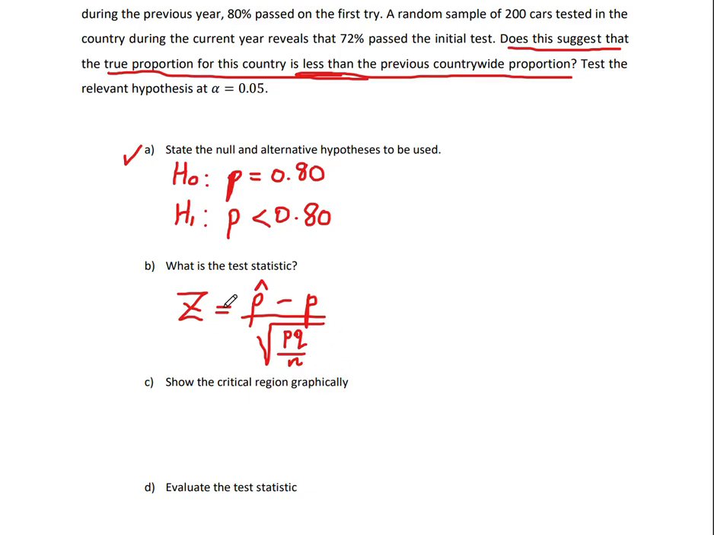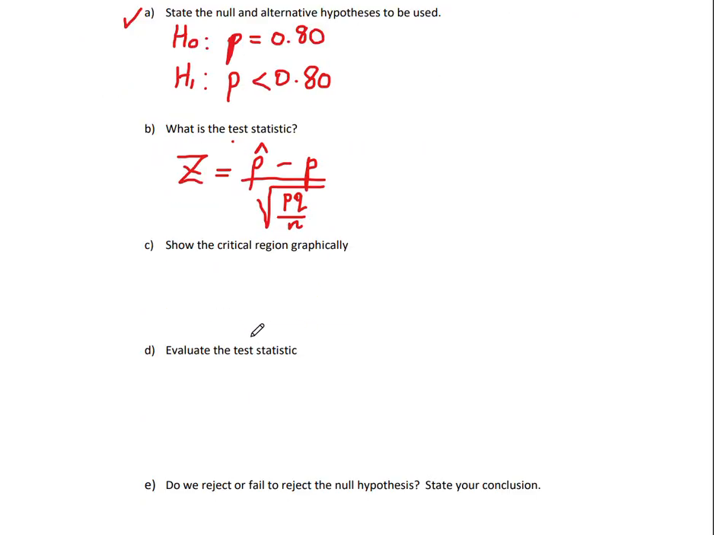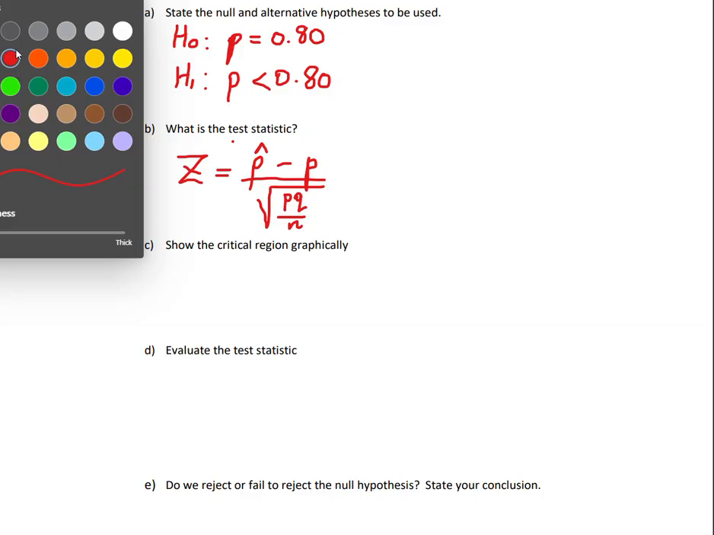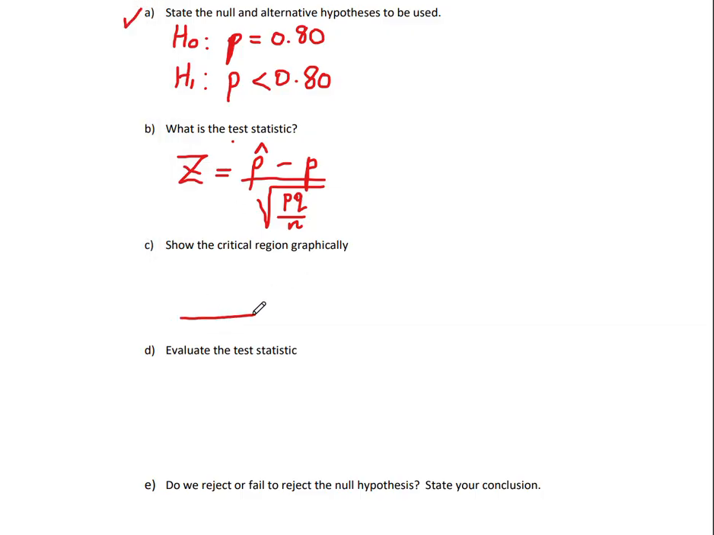We're not going to do any calculations at this stage. At this stage, we are simply stating the formula that will be used to derive the test statistic or calculated value. Now we're asked to show the critical region graphically. To show the critical region graphically, we're going to draw the standard normal distribution curve.